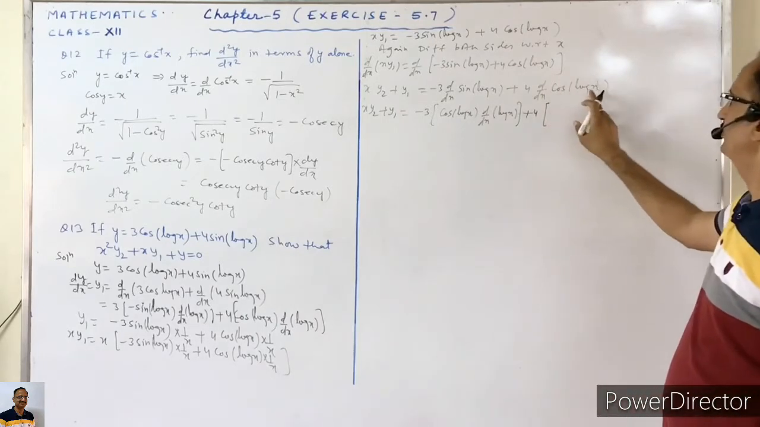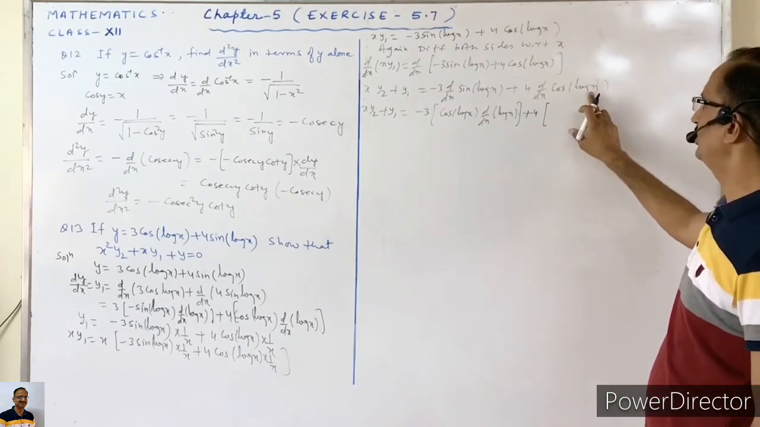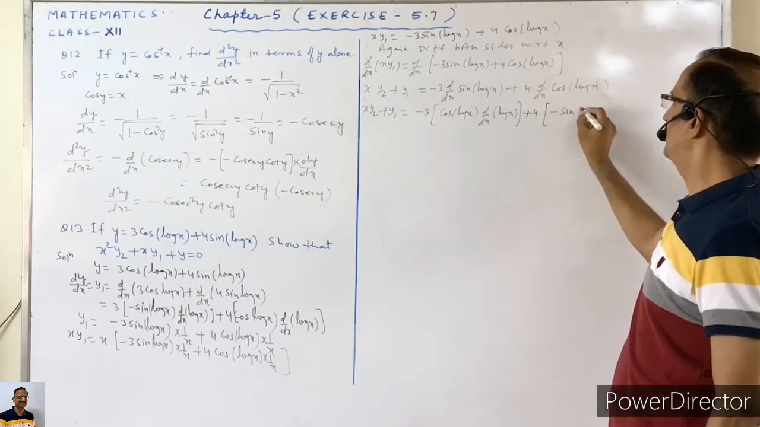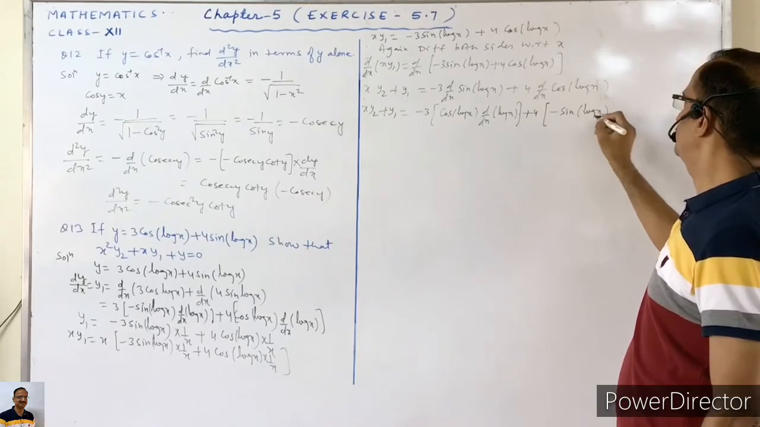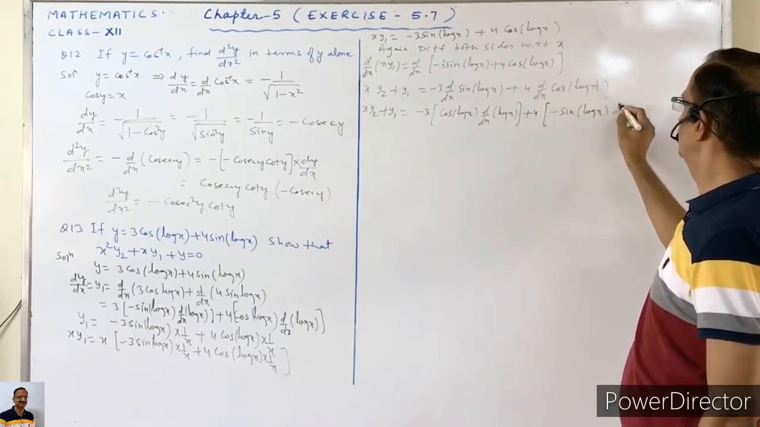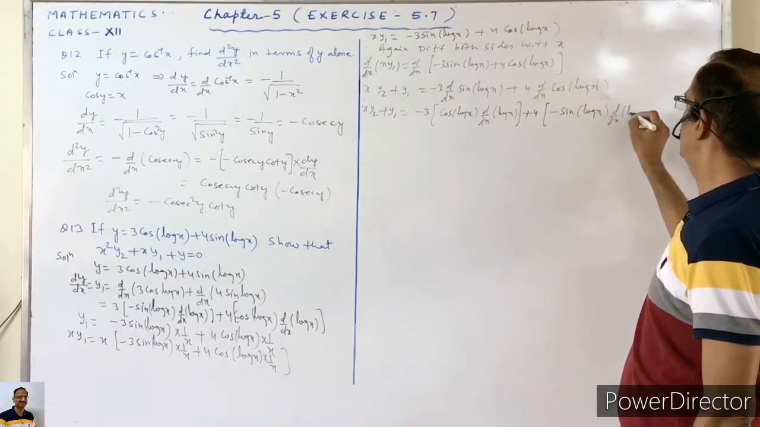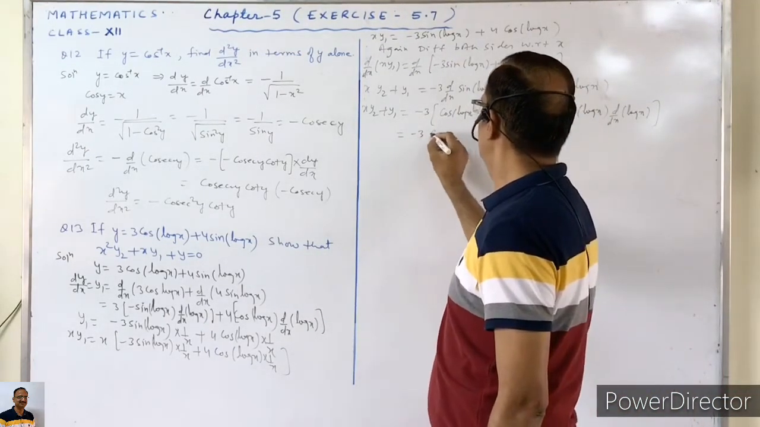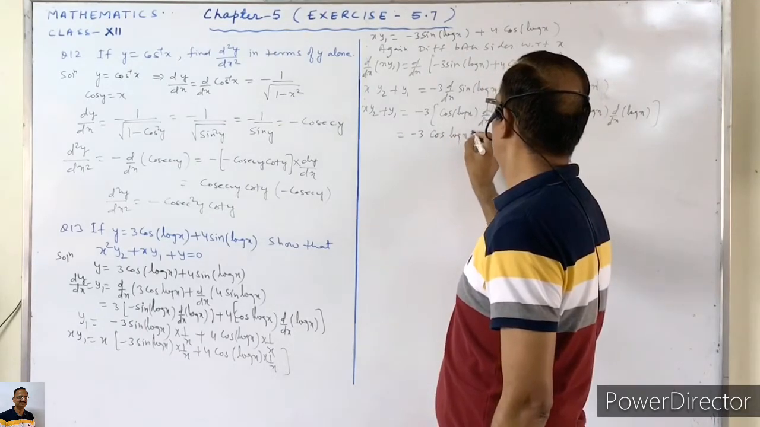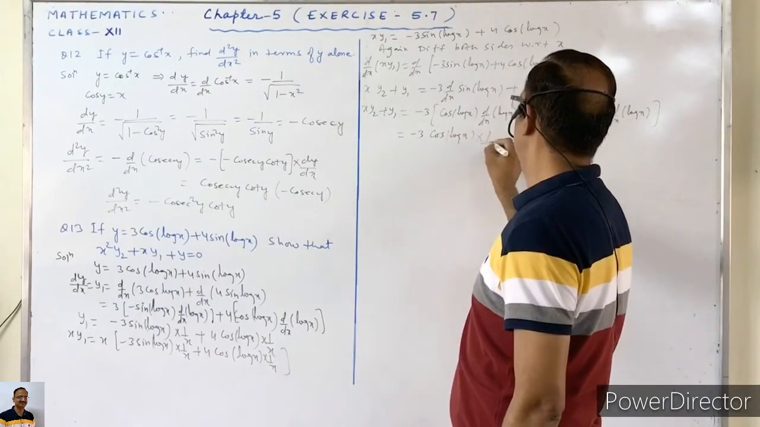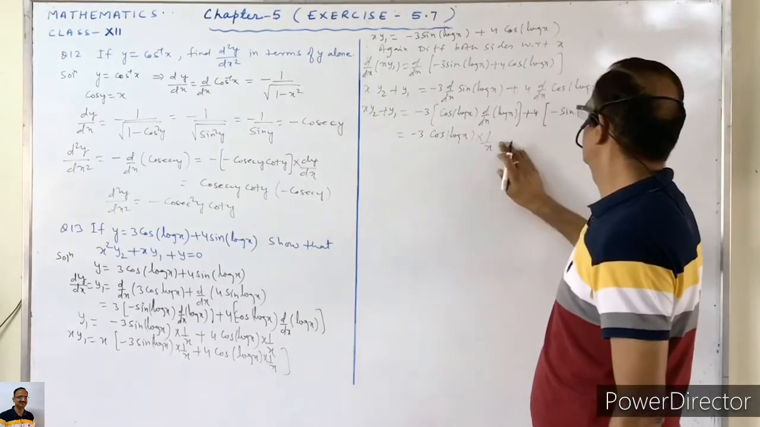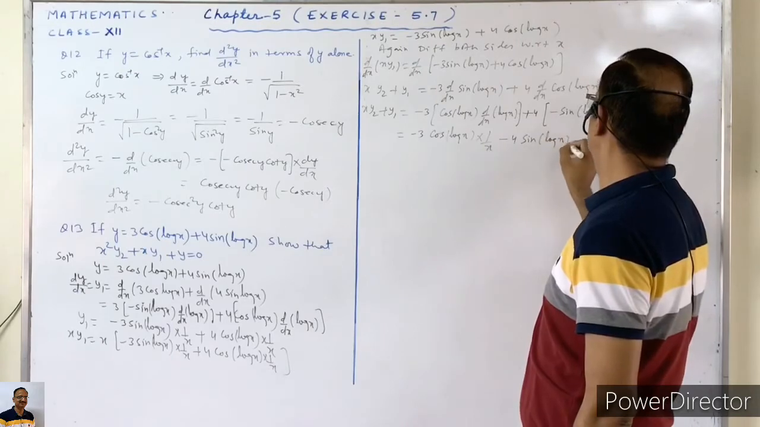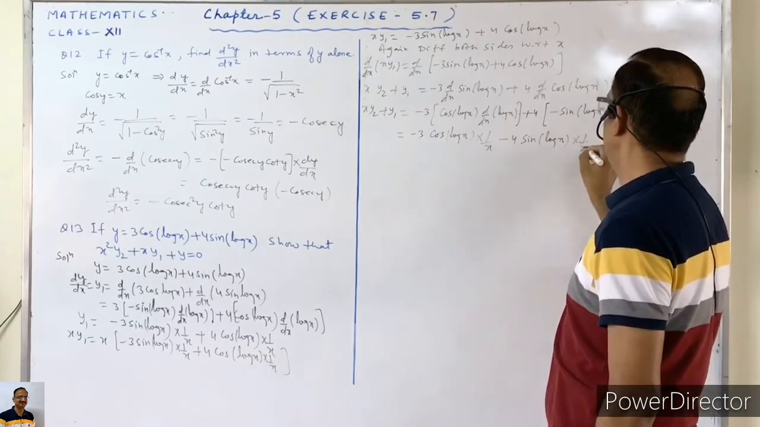The derivative of cos log x. So we will treat this log x as x. So the derivative of cos x is minus sin log x, but this is not x. So we will write the derivative of this log x in the product. Now this is minus 3, it is cos log x, and derivative of log x is 1 by x. This is minus 4 sin log x, and derivative of log x is 1 by x.